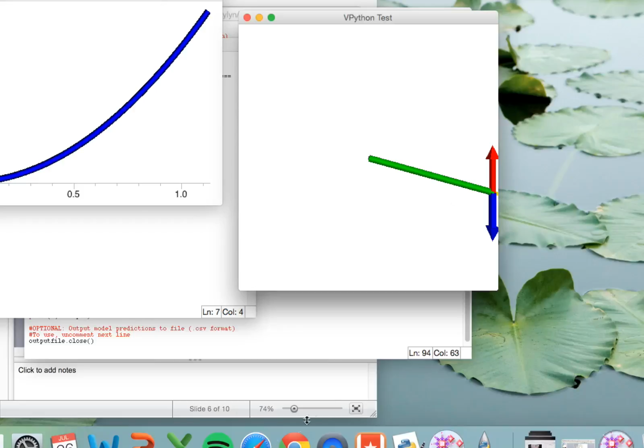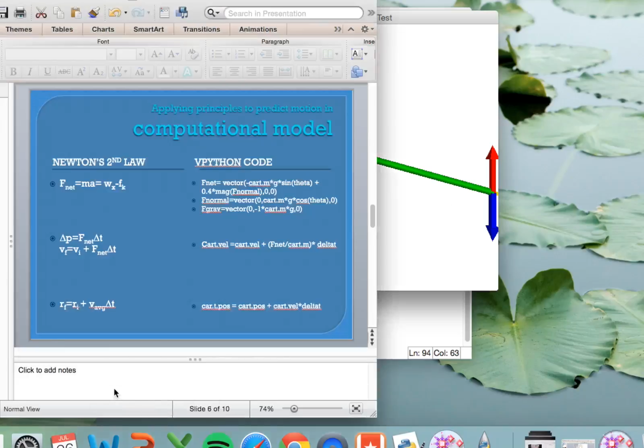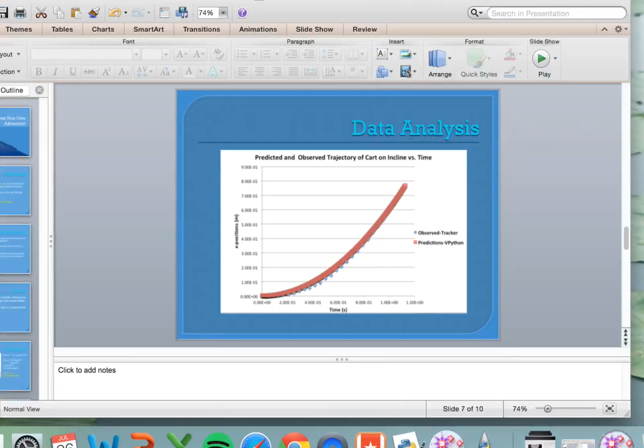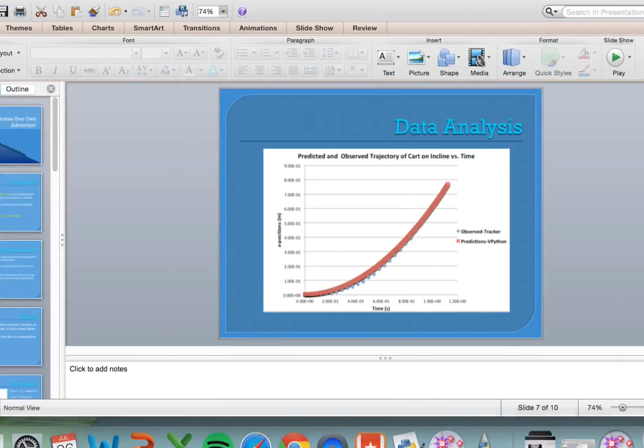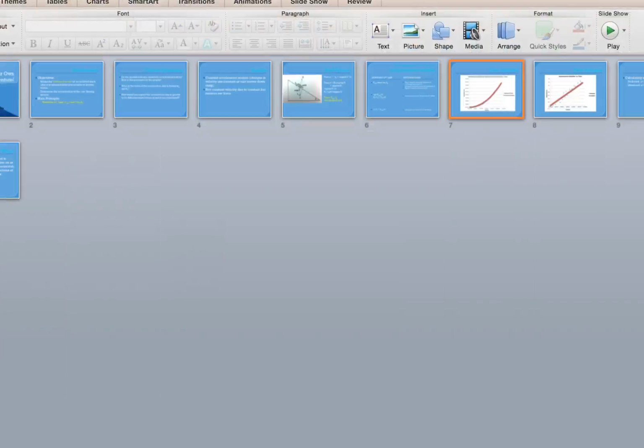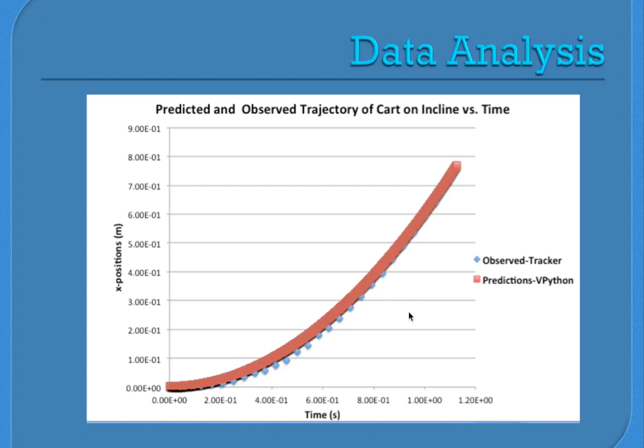And so to compare those, I inserted the position and time data points for both the observed and predicted motion into Excel. And as you can see, there are very similar trajectories for both the predicted and observed models. And so that led me to want to determine if the velocities were in fact as similar as well.